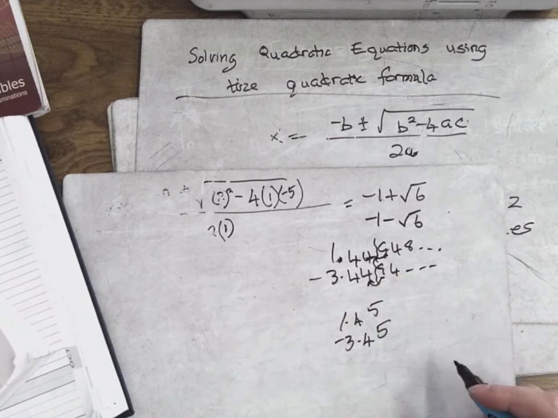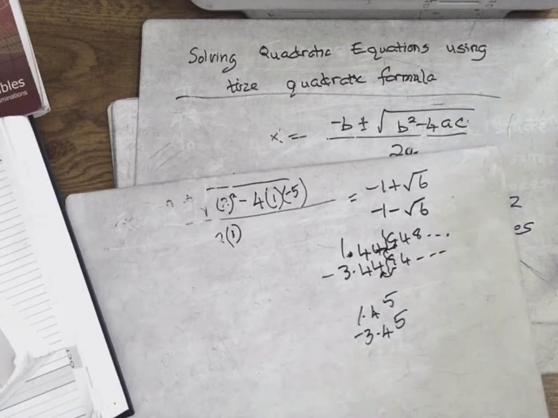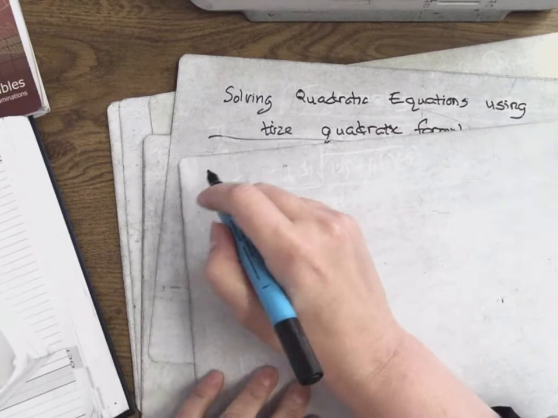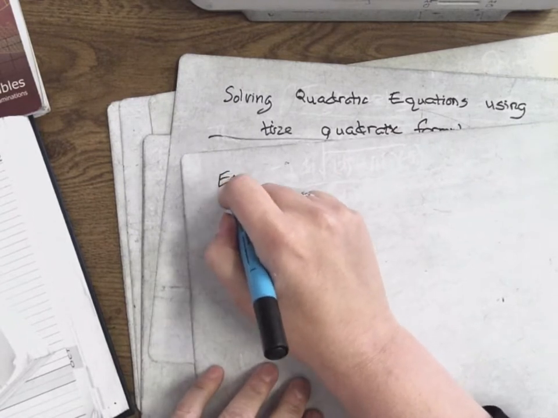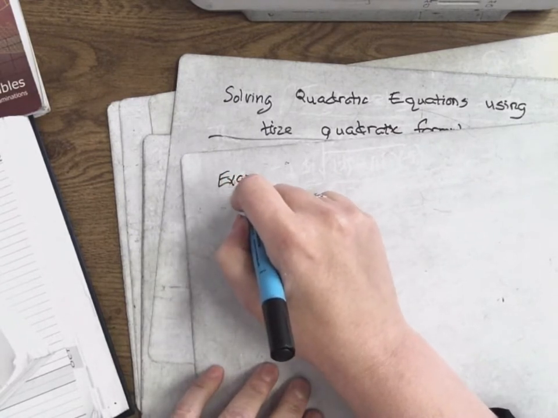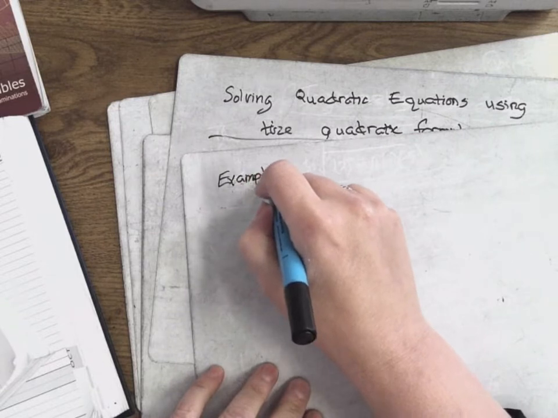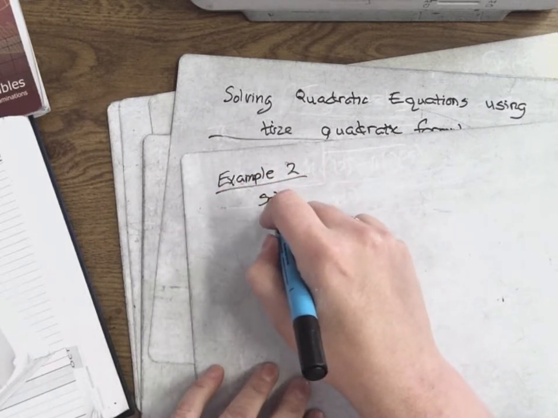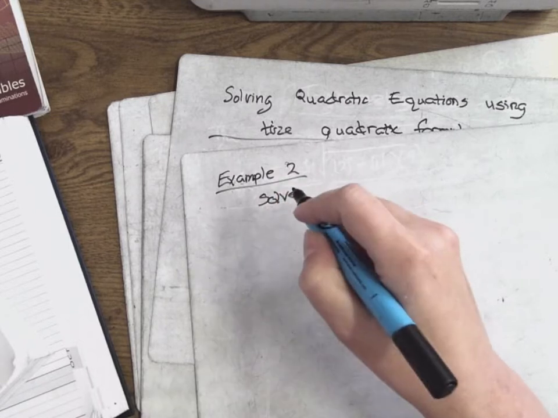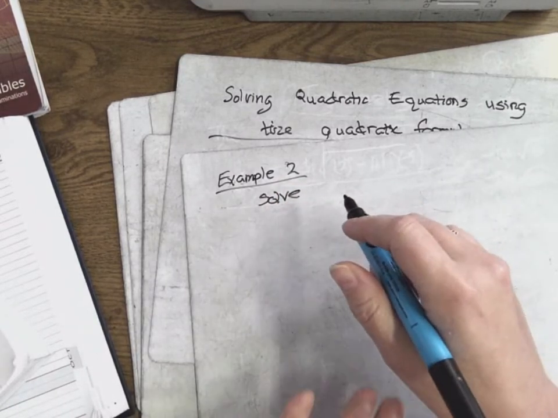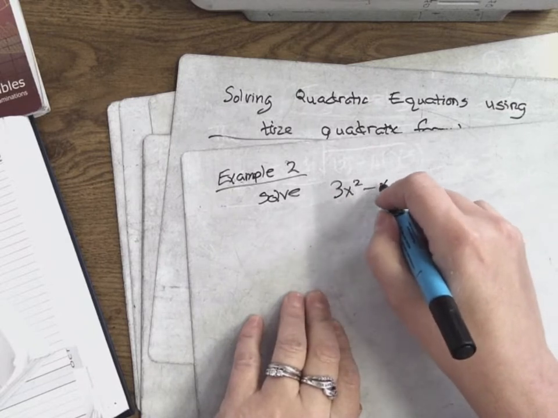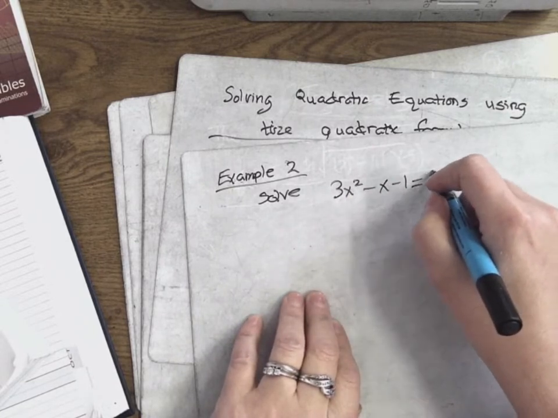Okay? Are we all alright with that? Yes. Will I do a second one? Yeah. Right, okay. So example 2. So solve 3x squared minus x minus 1 equals 0.